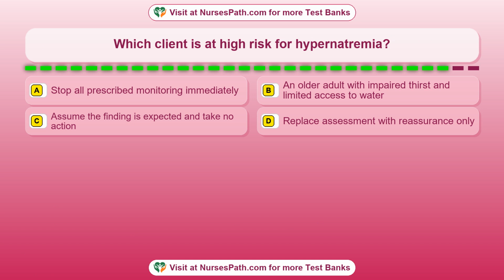Question 2. Which client is at high risk for hypernatremia? Option A. Stop all prescribed monitoring immediately. Option B. An older adult with impaired thirst and limited access to water. Option C. Assume the finding is expected and take no action. Option D. Replace assessment with reassurance only. The correct answer is option B.